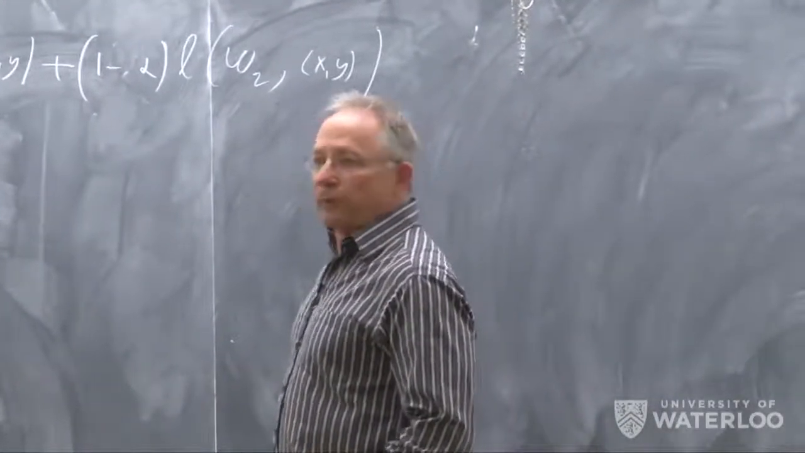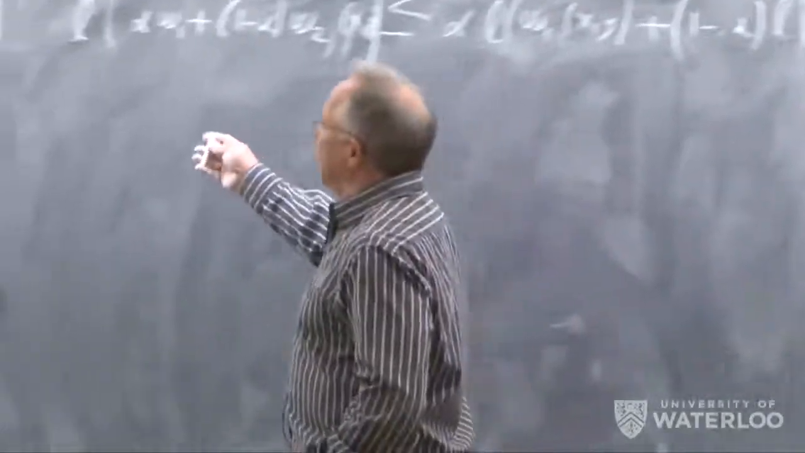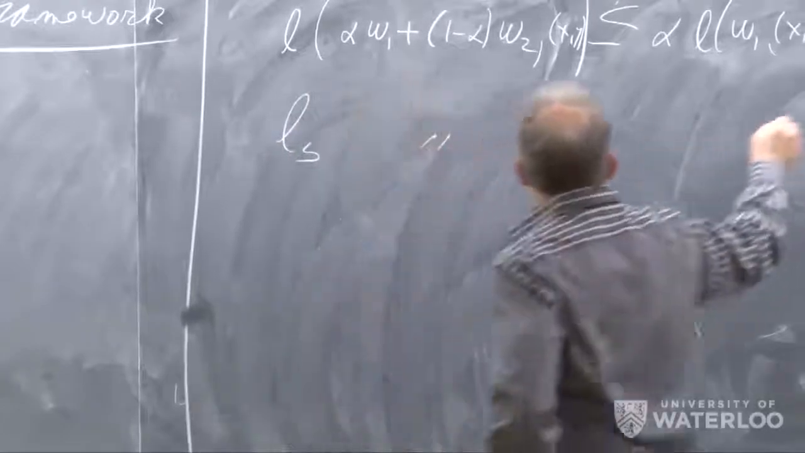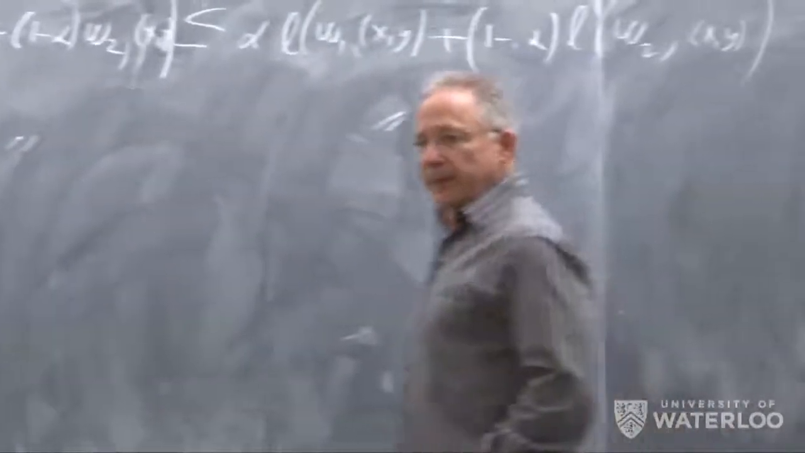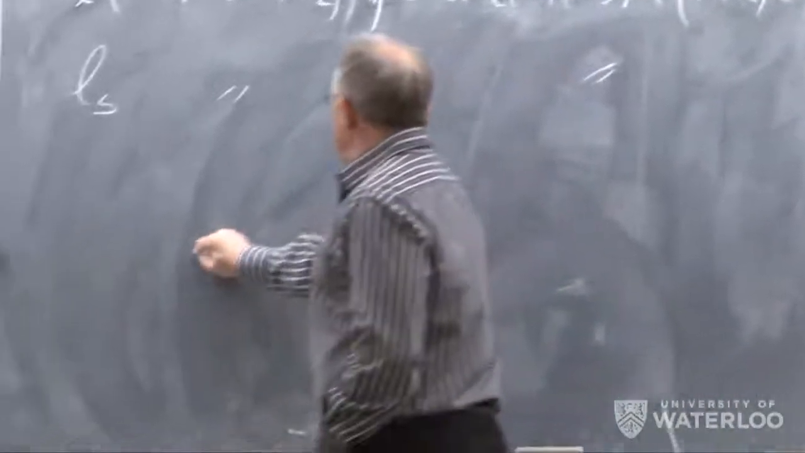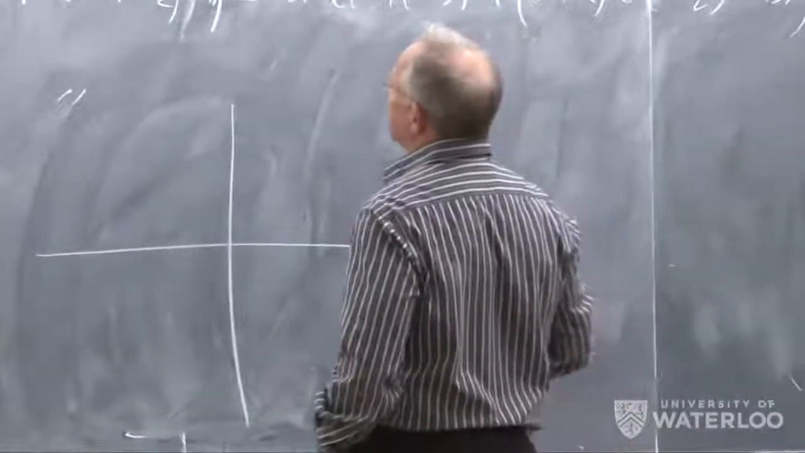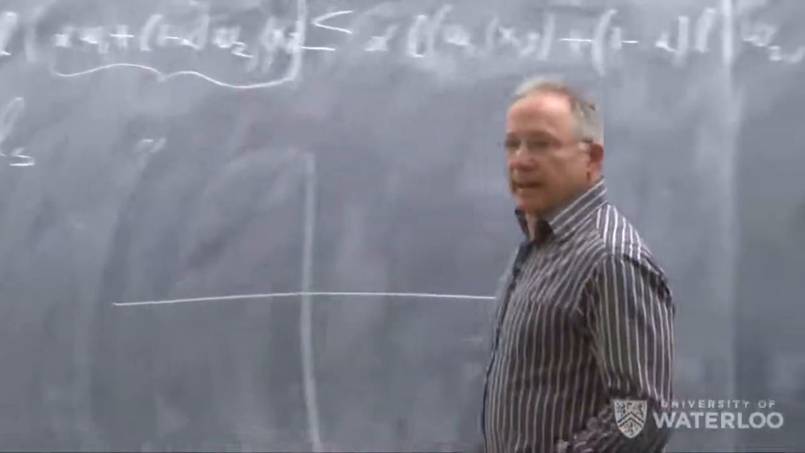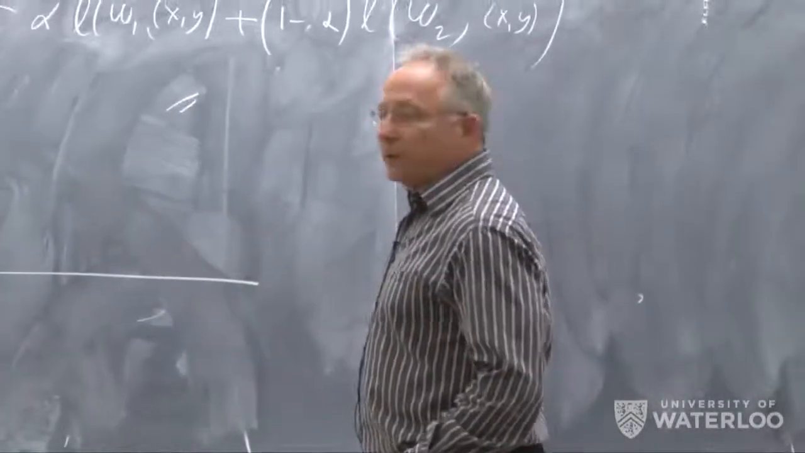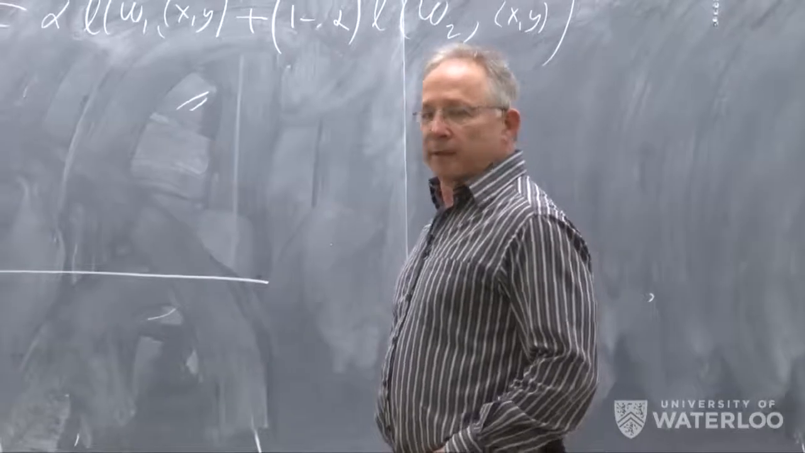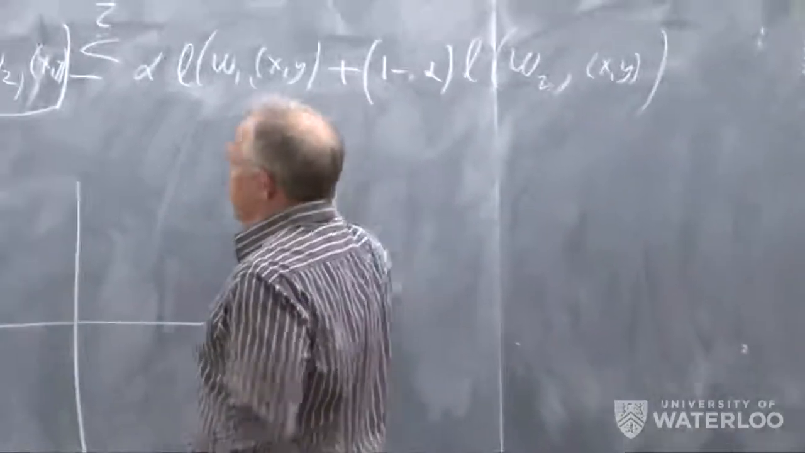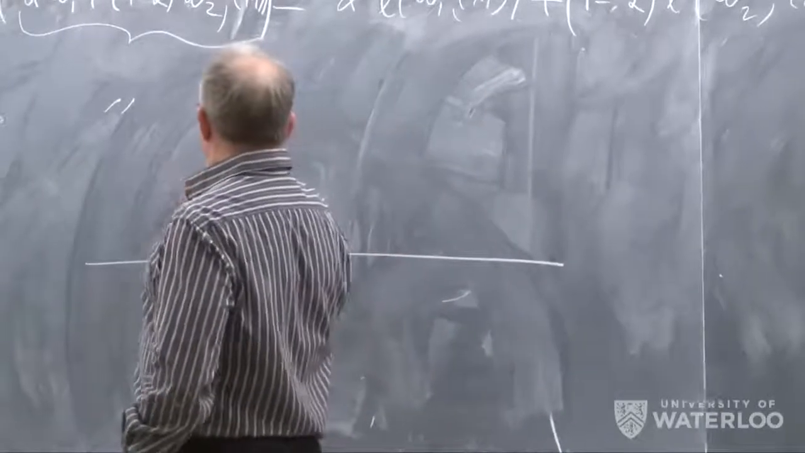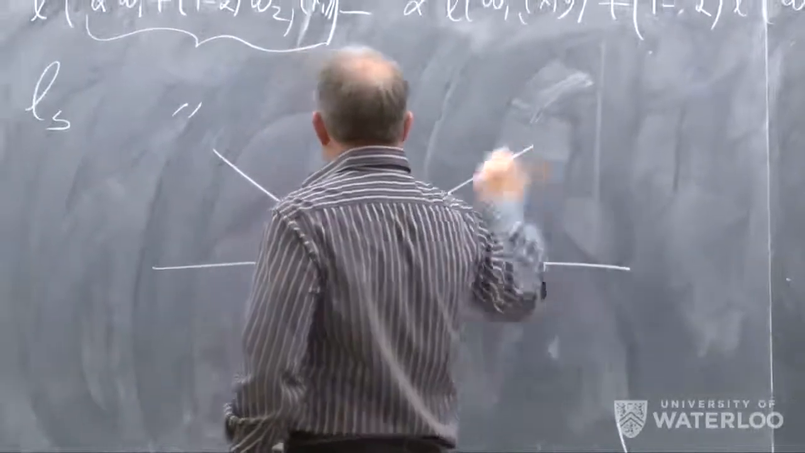That's the loss on a point, and then we can extend it to the loss with respect to some sample S. So we want to check the same thing with respect to a sample. So let us look at this vector, alpha W1 plus 1 minus alpha W2, and what is the loss on the sample? Let us look at a concrete sample that looks like this.